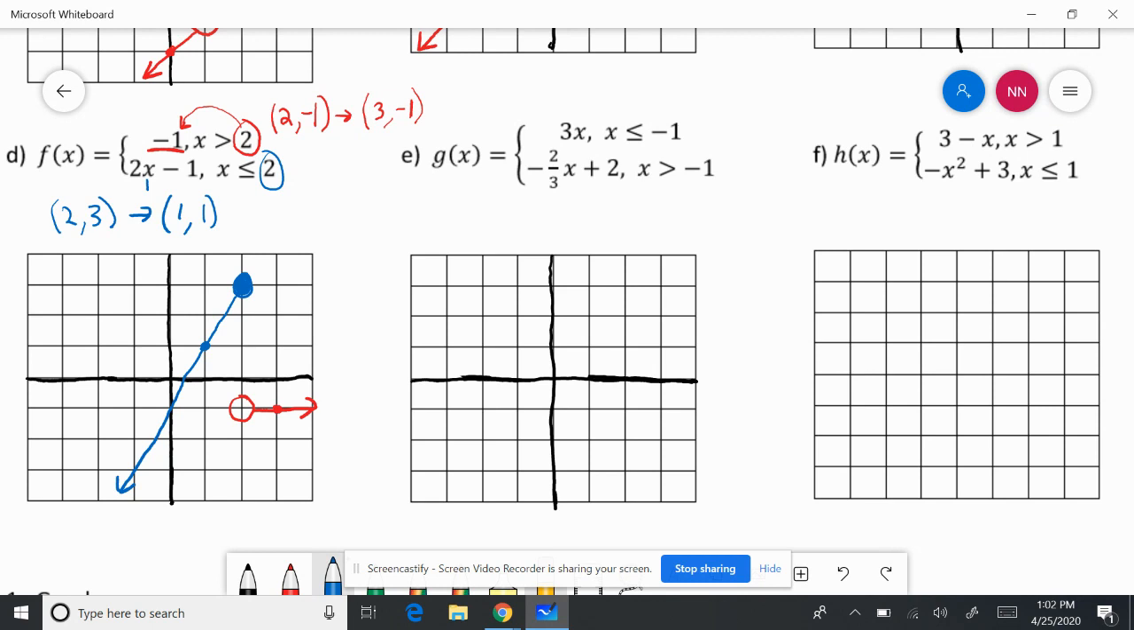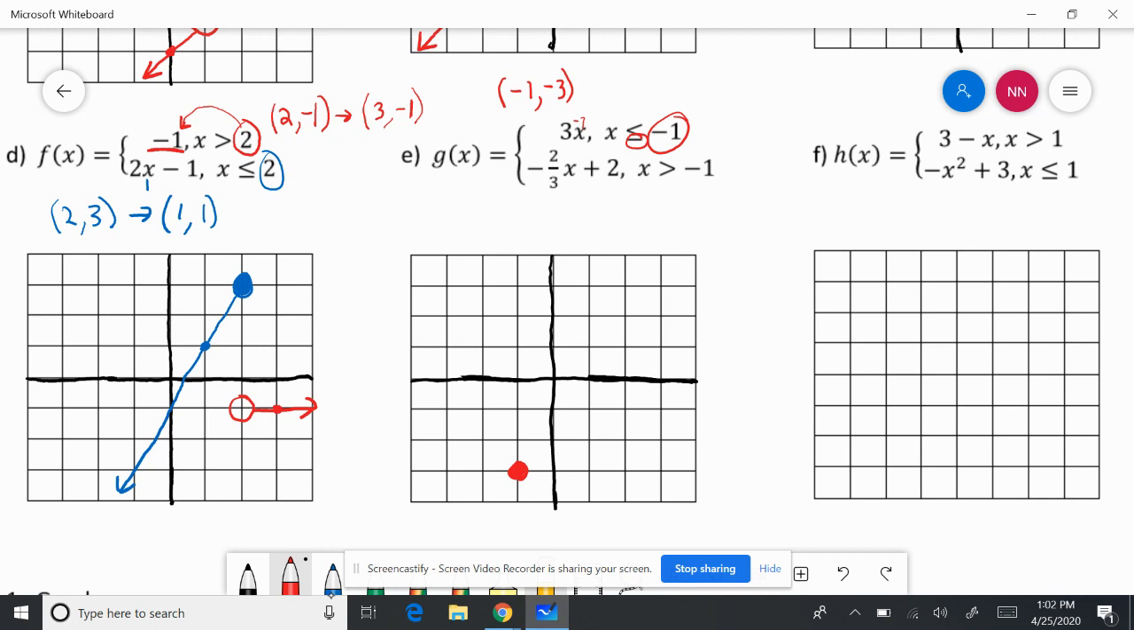Now, looking at letter E, once again, we're going to start with our domain. Our domain is -1. So we're putting our first point at -1. We take the -1 and plug it in. 3 times -1 is -3. So -1 and -3 is my first point. I'm putting a closed circle. Once again, the reason that it's closed is because there's a line underneath.